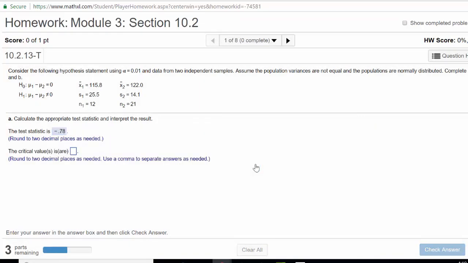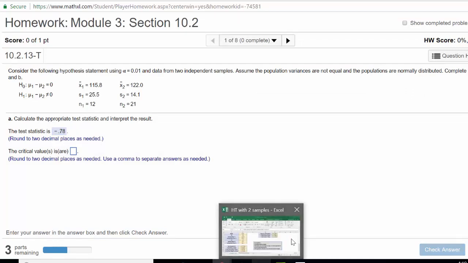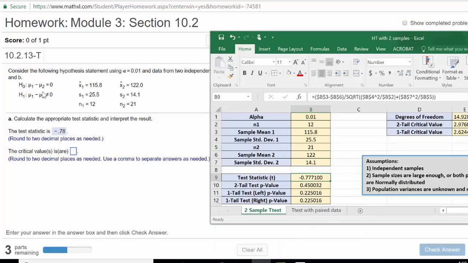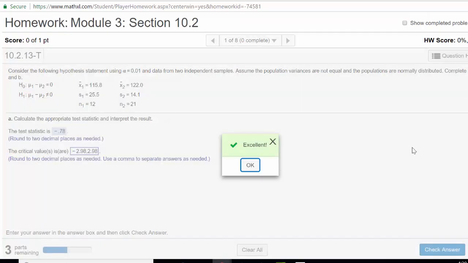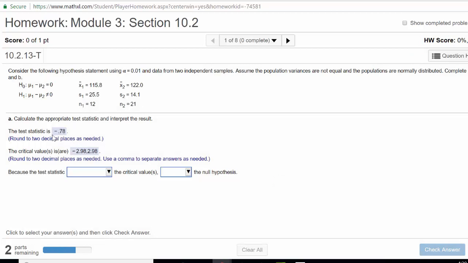Okay, good so far. The critical values, let's go back to our file here. This is a two-tailed test, so I'm looking at these critical values right here. They want us to do two decimal places, so this would be plus or minus 2.98, okay? Negative 2.98 and positive 2.98. Okay. Where is this value right here? It is between these two, right? So because the test statistic falls within the critical values, we do not reject the null hypothesis.